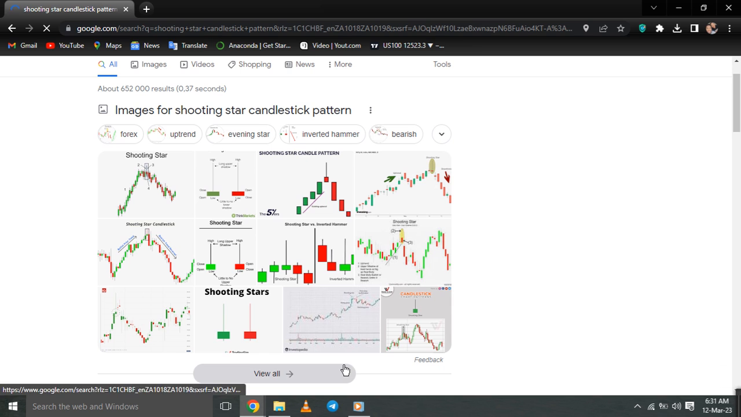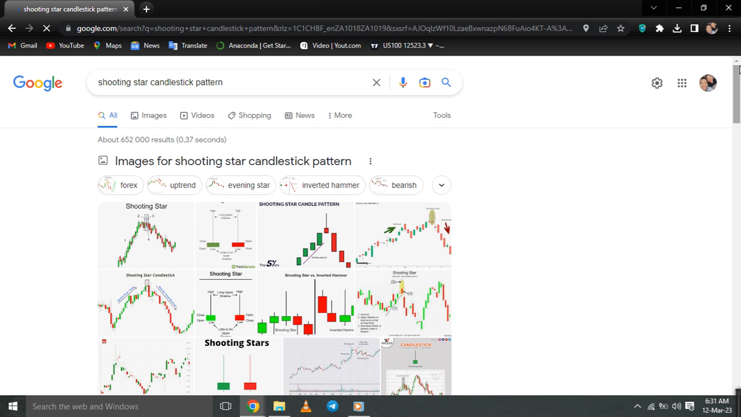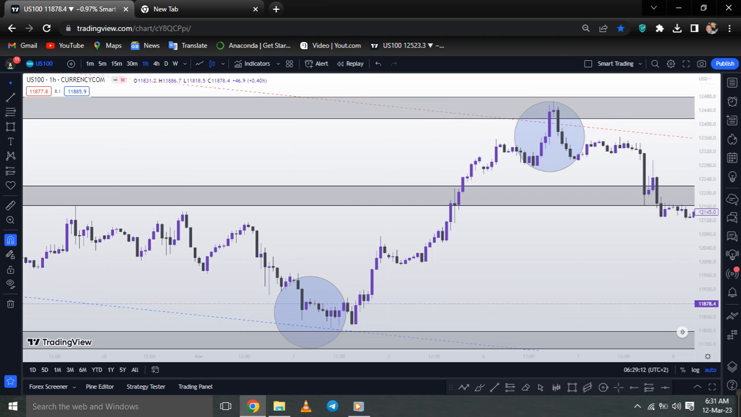Shooting star, it went down. You know what I'm saying? Here it is. Maybe they were demonstrating it somewhere here. I don't know, but go look for yourself, guys. We have a shooting star, we have an evening star, we have an inverted hammer, which is more likely the same. Shooting star and inverted hammer are more likely the same. Just remember, if it is inverted, it's just going the opposite direction that it was going before.